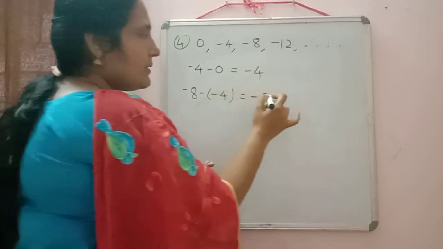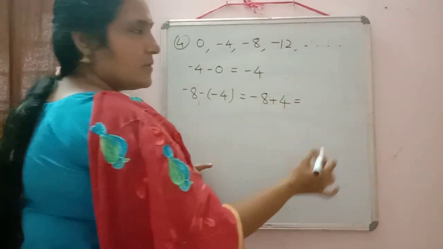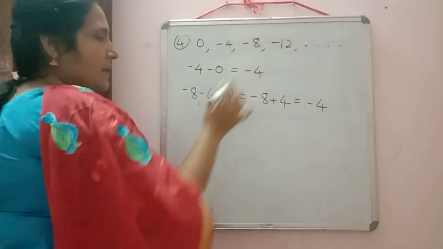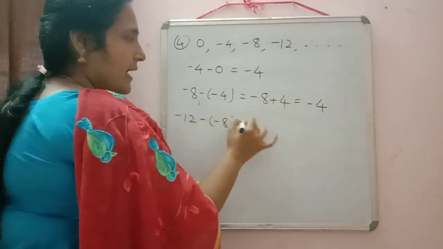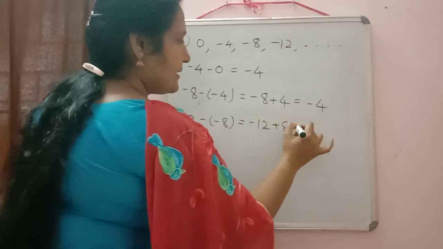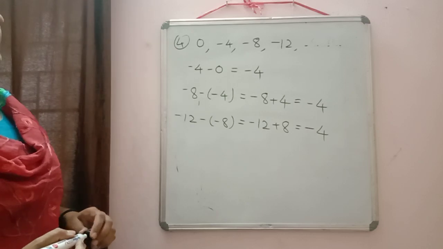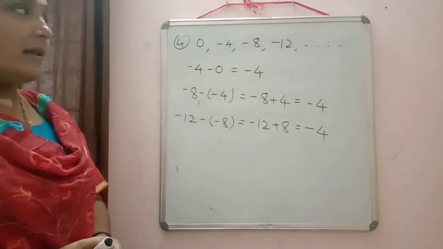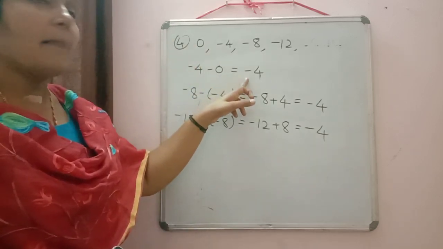Minus into minus will be equal to plus. Minus 8 plus 4 is equal to minus 4. Again, fourth term minus third term: minus 12 minus 8. So that will be equal to minus 12 plus 8. And minus 12 plus 8 again is equal to minus 4. So the differences are same. Here we are adding a constant number and that constant number is minus 4.